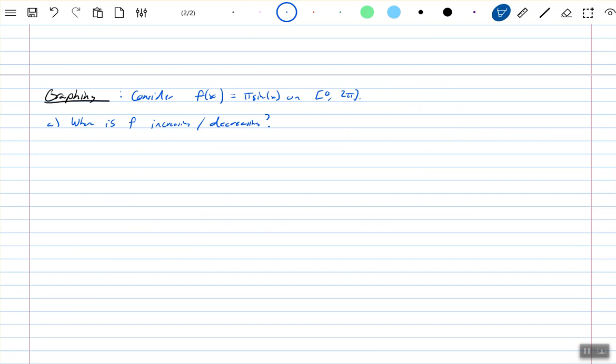Consider this function f of x is equal to pi times sine of x on the interval 0 to 2 pi, both inclusive. And part A asks us, where is f increasing and decreasing? Okay. How do we determine where a function is increasing or decreasing? We take the derivative, we set it equal to 0, and then we have our intervals.